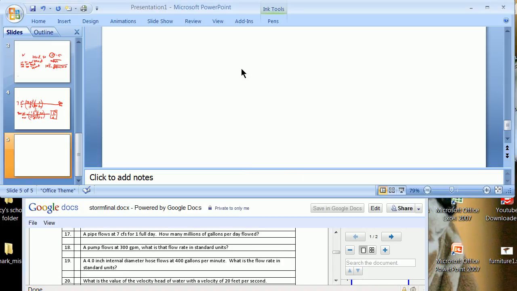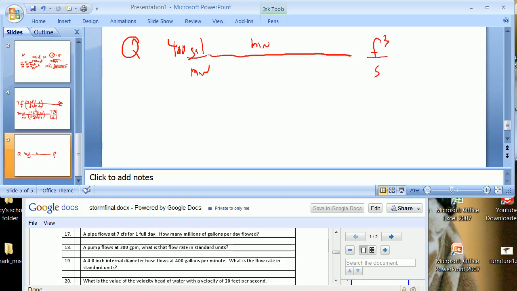Four-inch internal pipe at 400 gallons per minute. What is the flow rate in standard units? I don't know if that was intentional or not, but I was asking for the flow rate, so I was actually asking for Q. So the 4 inches had nothing to do with it. 400 gallons per minute goes to cubic feet per second the way we just did. Put the minutes on top, seconds down below. Put the gallons below, cubic feet up top. And you multiply out.